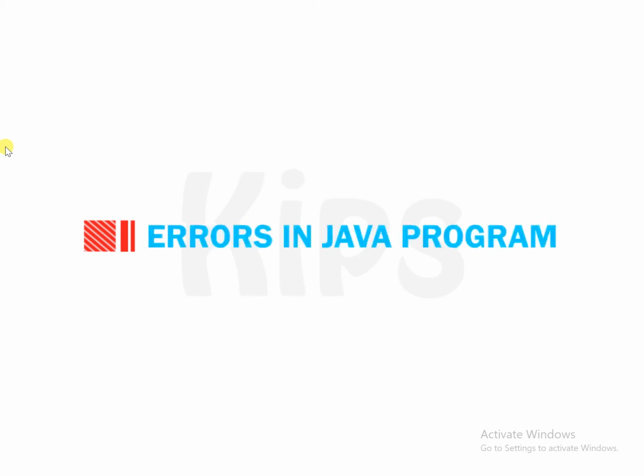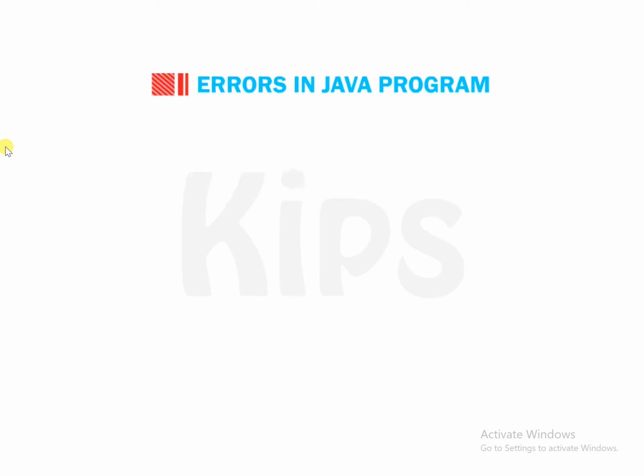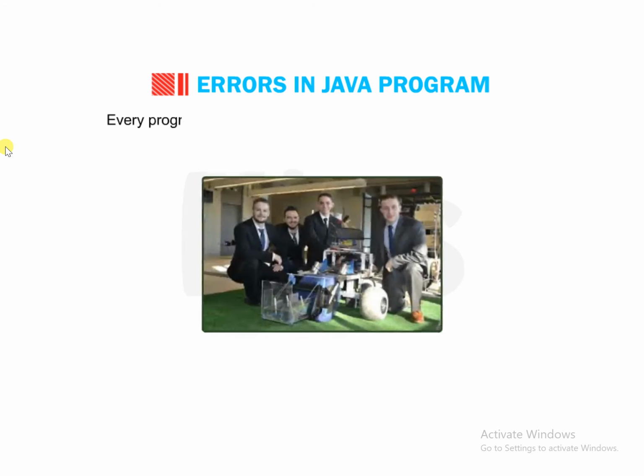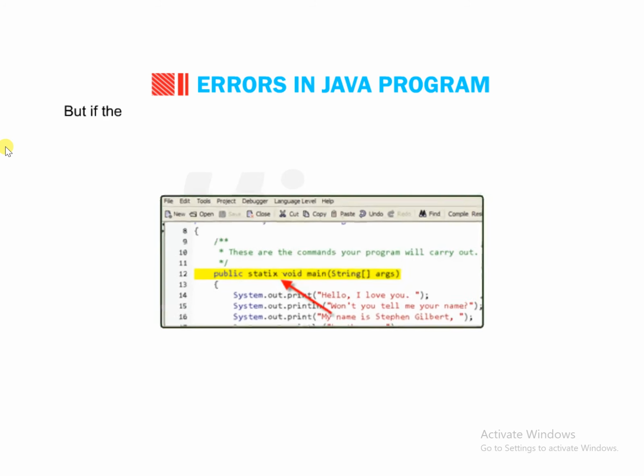Let us learn about errors in a Java program. Errors are mistakes that affect the functioning of a program. Every program or application is designed to solve a real-life problem. But if the program contains errors, it can lead to wrong results or sometimes no results at all.